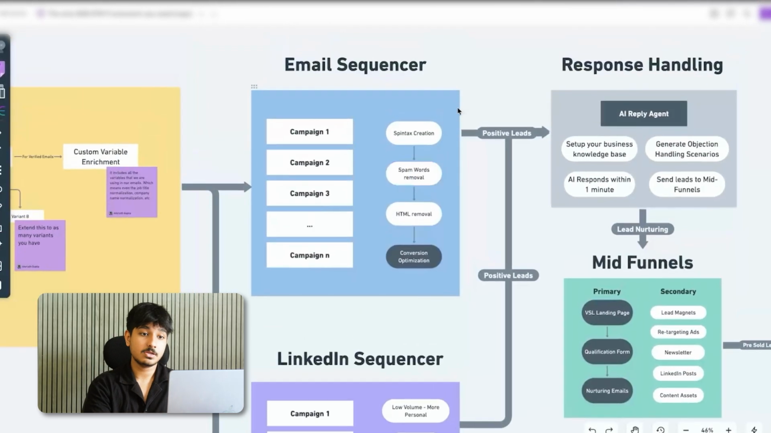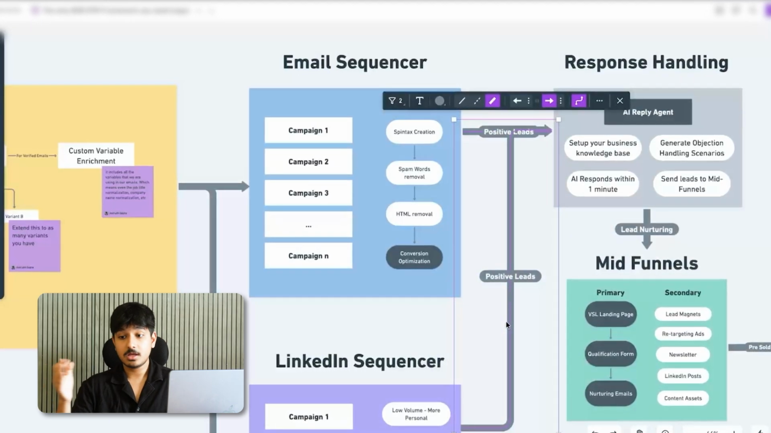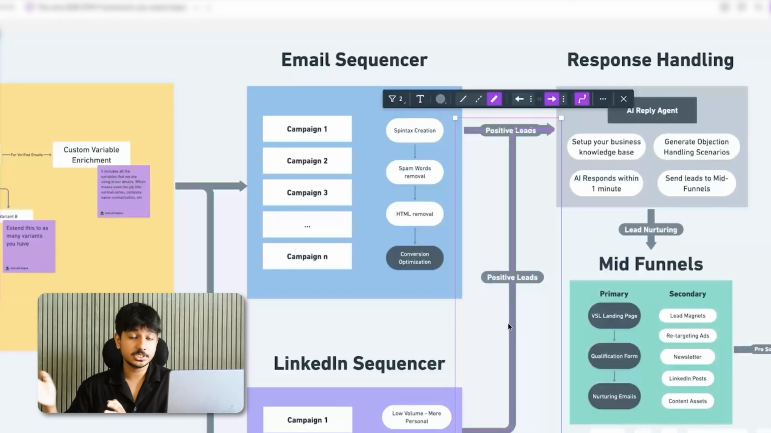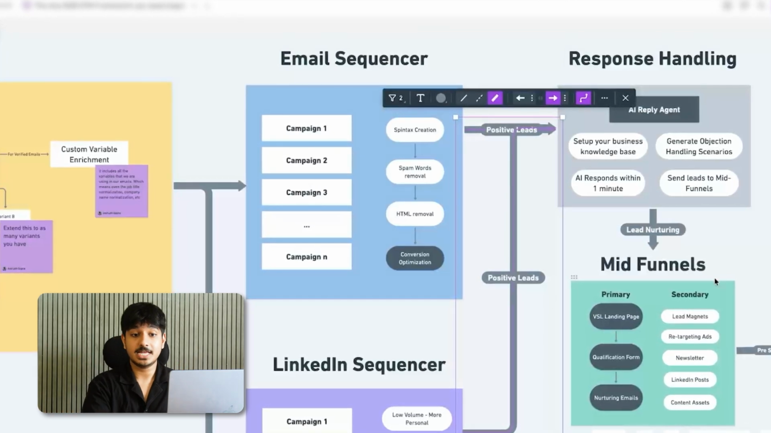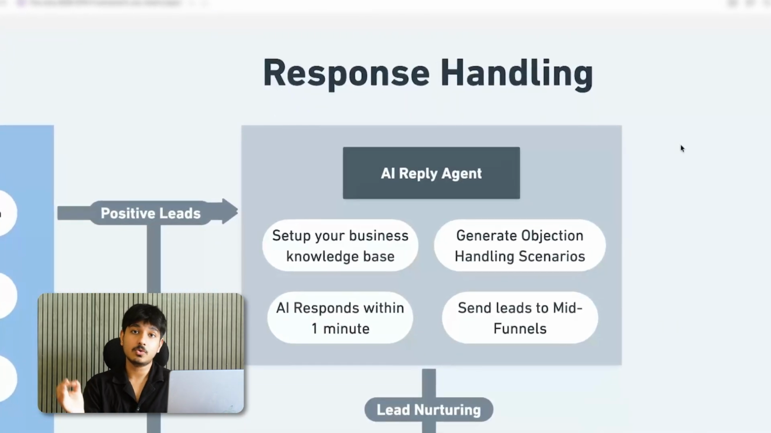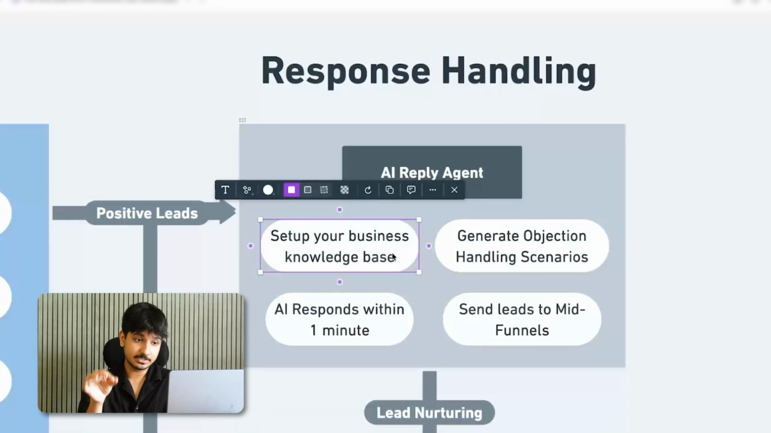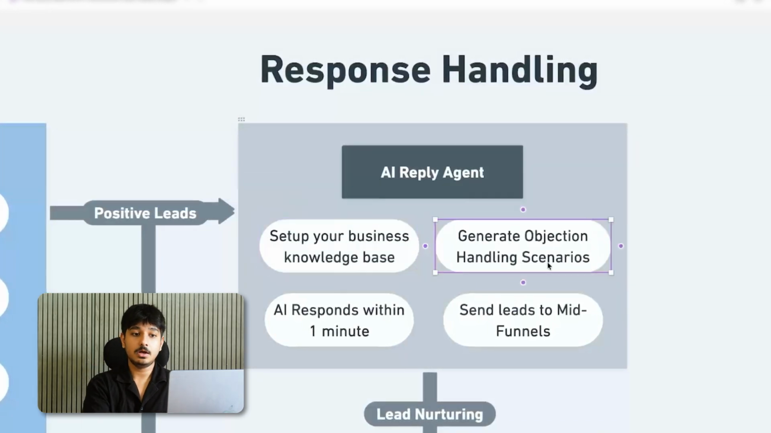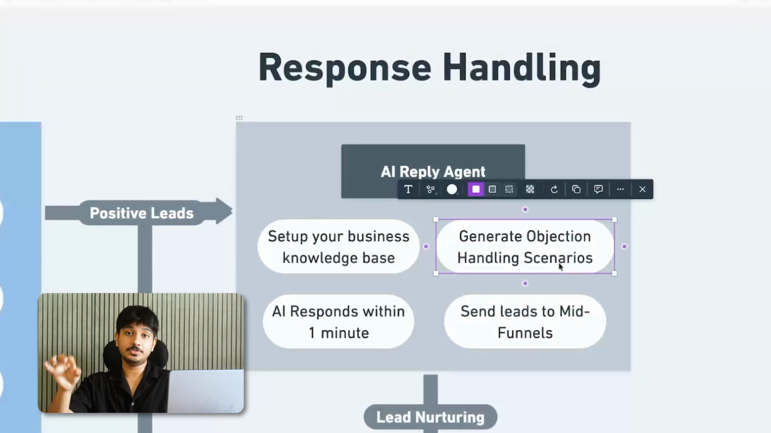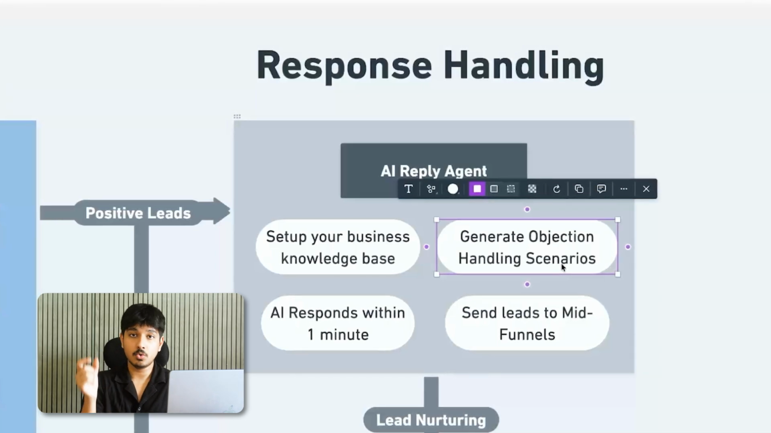But the matter of fact is, once you start getting positive replies across any channel, then what? Either you can just respond back with your basic manual system, or you can set up a reply agent. That's what we do for our clients. We have built an in-house reply agent which is trained on Claude Core, which is powered by that, and it knows everything about your business because you actually set up your business knowledge base in that. It will know all the objection handling scenarios of how your sales team handles objections to convert a cold lead to a warm lead and eventually a warm lead to a closed opportunity.